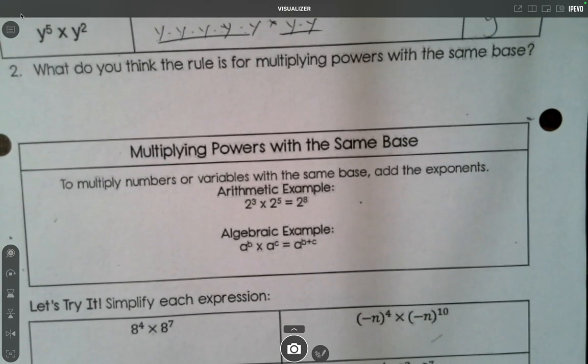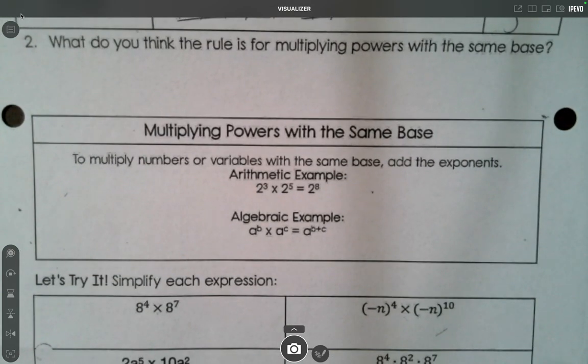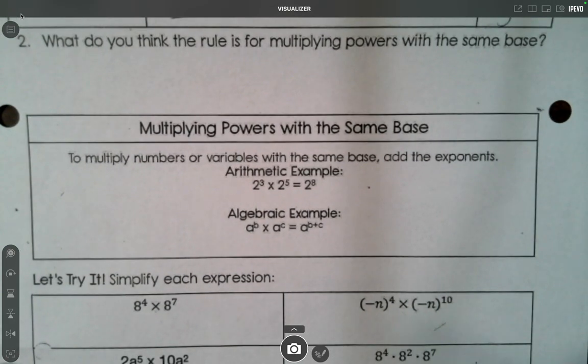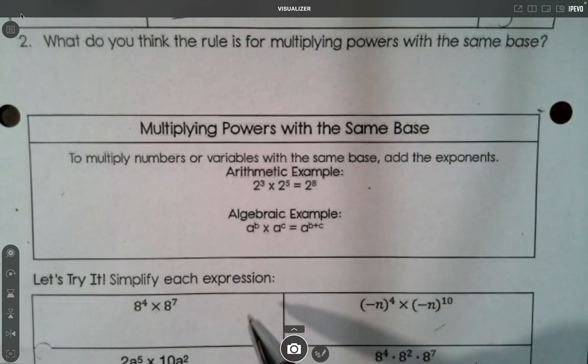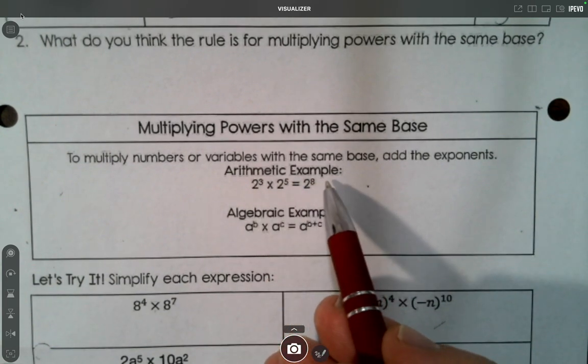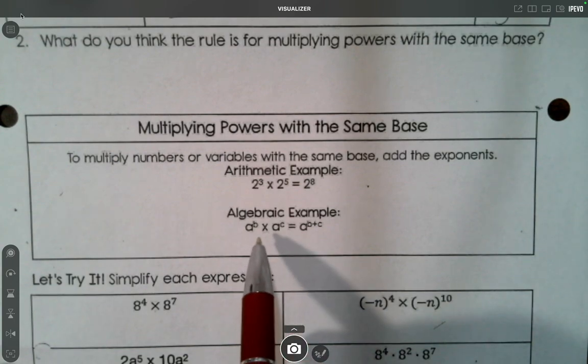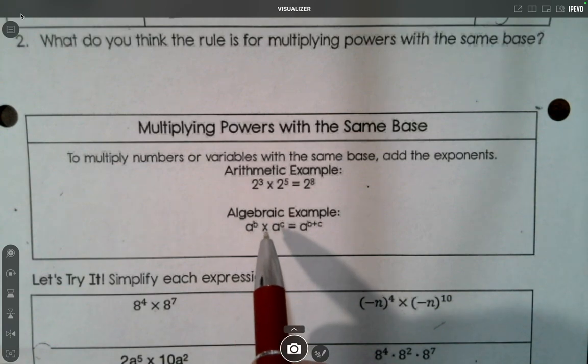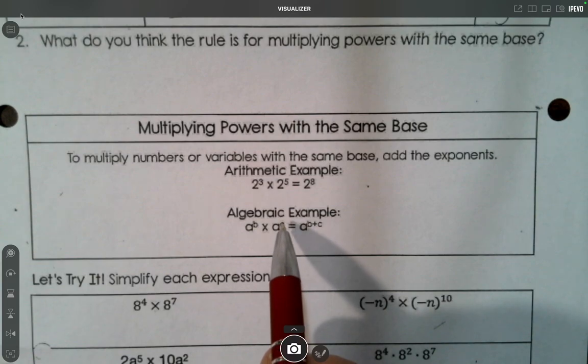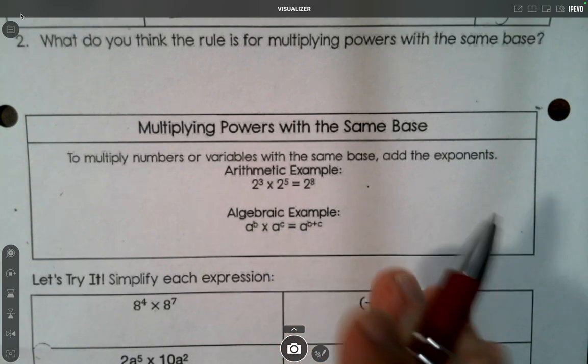So it turns out to multiply numbers or variables with the same base, all you have to do is add the exponents. So 2 to the 3rd times 2 to the 5th, just say 3 plus 5 is 8, so it's 2 to the 8th. This is the general way to write it. A to a power, and A could be a variable or a number, doesn't matter, times the same thing to a power. You just add the 2 exponents together.